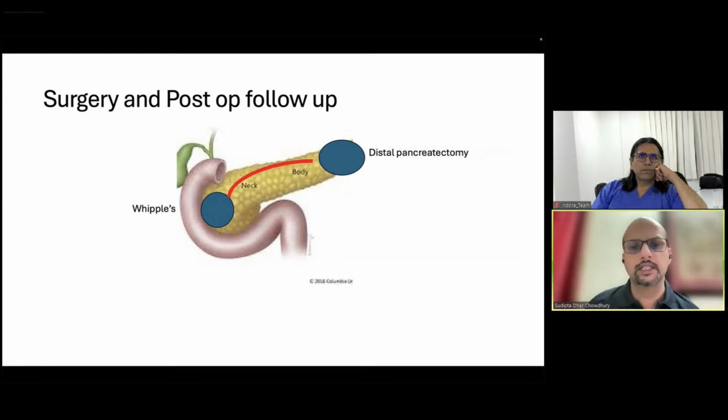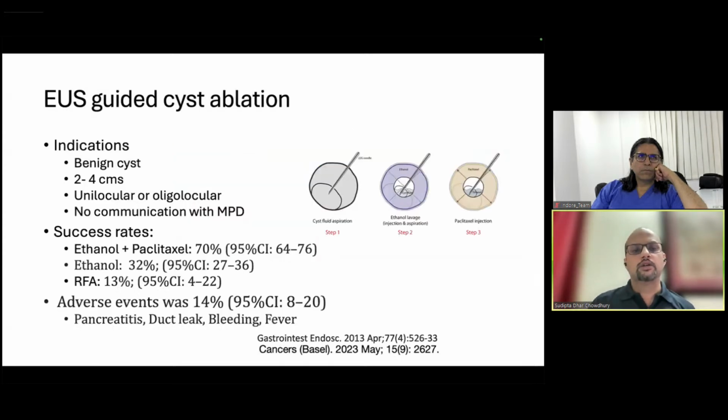Now, I'm not going into the surgical details of this, because this is beyond the scope of this talk. So I'm going to touch briefly on the endoscopic options that are available for therapy. And one of the endoscopic options for therapy is called the EUS guided cyst ablation. The EUS guided cyst ablation can be done using absolute alcohol combined with paclitaxel, or radiofrequency ablation, which is a heat ablation.